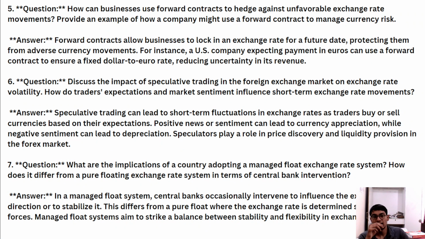How do businesses use forward contracts to hedge against unfavorable exchange rate movements? Give an example of a company using a forward contract to manage currency risk. Forward contracts allow businesses to lock in an exchange rate for a future date, protecting them from adverse currency movements. For instance, a US company expecting a payment in euros can use a forward contract to ensure a fixed dollar to euro rate, reducing uncertainty in its revenue.